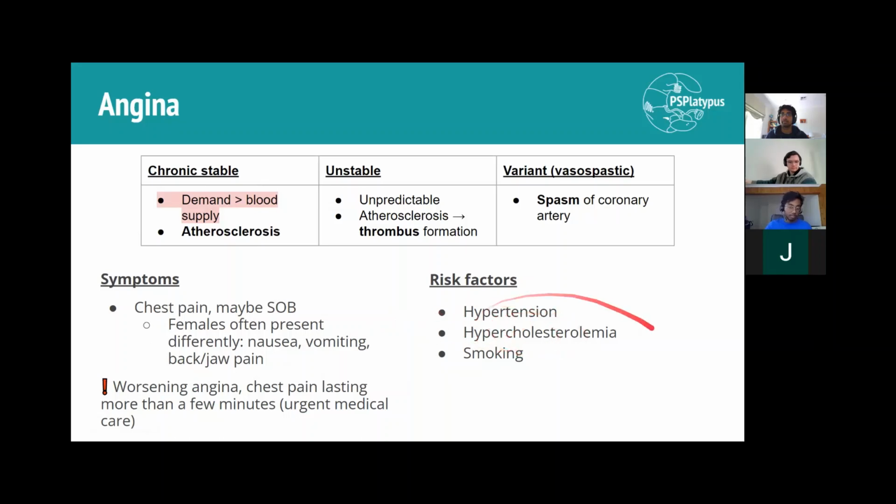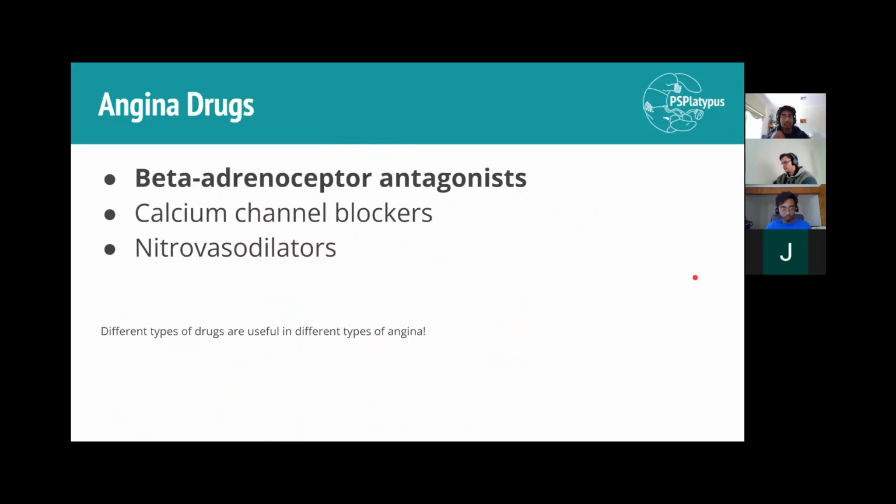We talked about the risk factors just then, but basically, when angina worsens, it probably is a case of unstable angina, and when it lasts for a decently long time, that's when we really need urgent medical care.